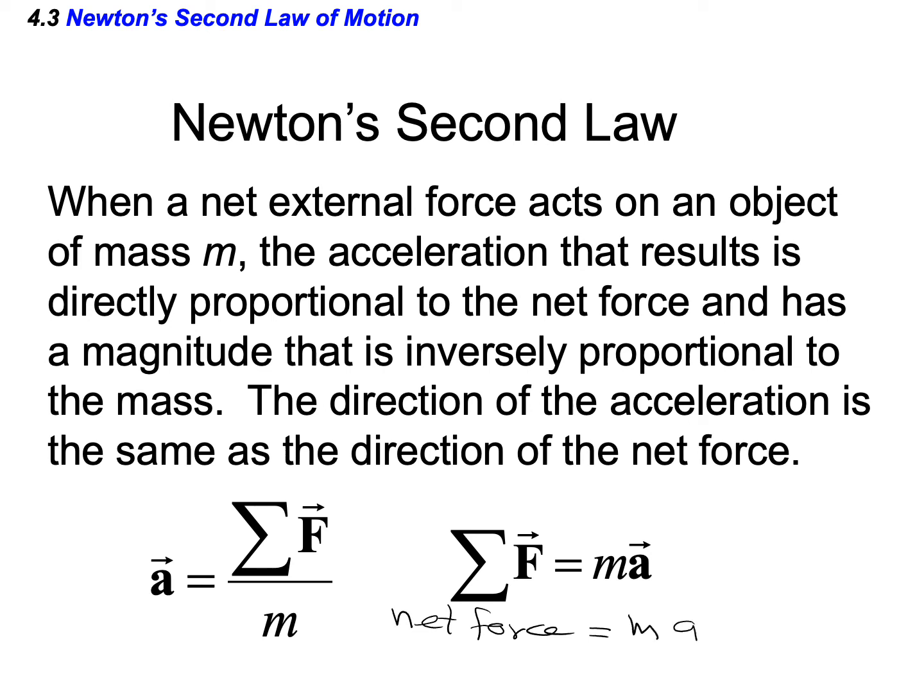is equal to mass times acceleration. When a net force acts on an object of mass m, the acceleration that results is directly proportional to the net force, which we talked about in the previous slide, and has a magnitude that is inversely proportional to the mass. The direction of the acceleration is the same as the direction of the force. Acceleration is a vector, therefore force is also a vector, because mass is a scalar with no direction. So the direction of the force is exactly the same as the direction of the acceleration. How about the units?